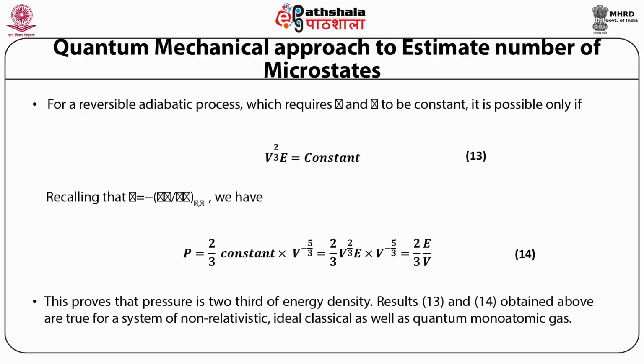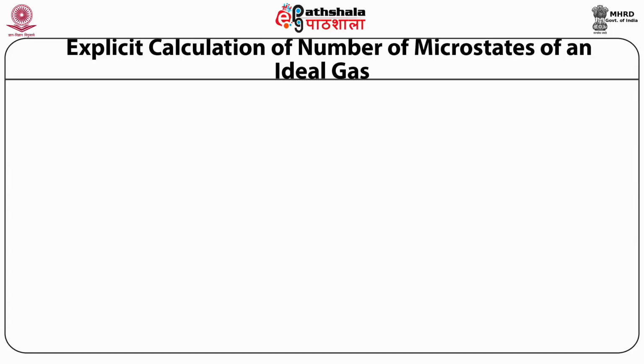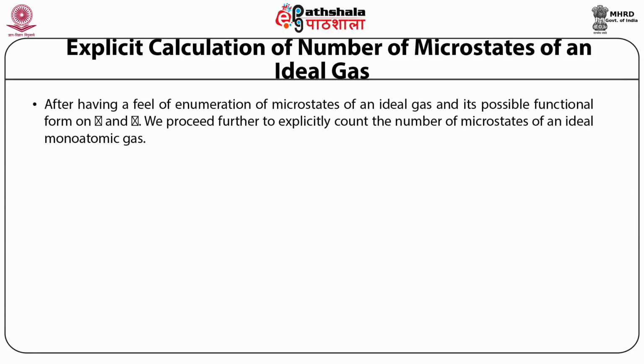The results 13 and 14 obtained above are true for a system of non-relativistic, ideal, classical as well as quantum monoatomic gas. Now we will try to have an explicit calculation of number of microstates of an ideal gas. After having a feel of enumeration of microstates of an ideal gas and its possible functional form on E and V, we proceed further to explicitly count the number of microstates of an ideal monoatomic gas.